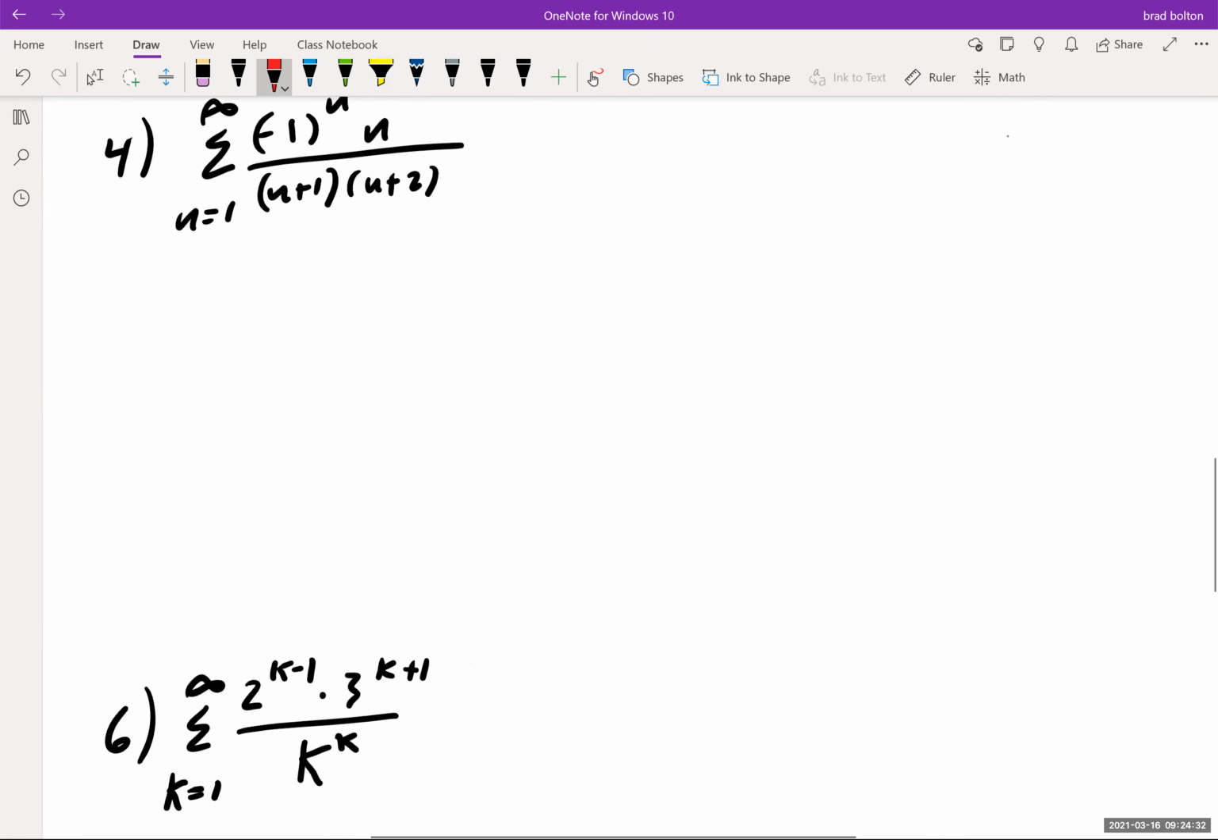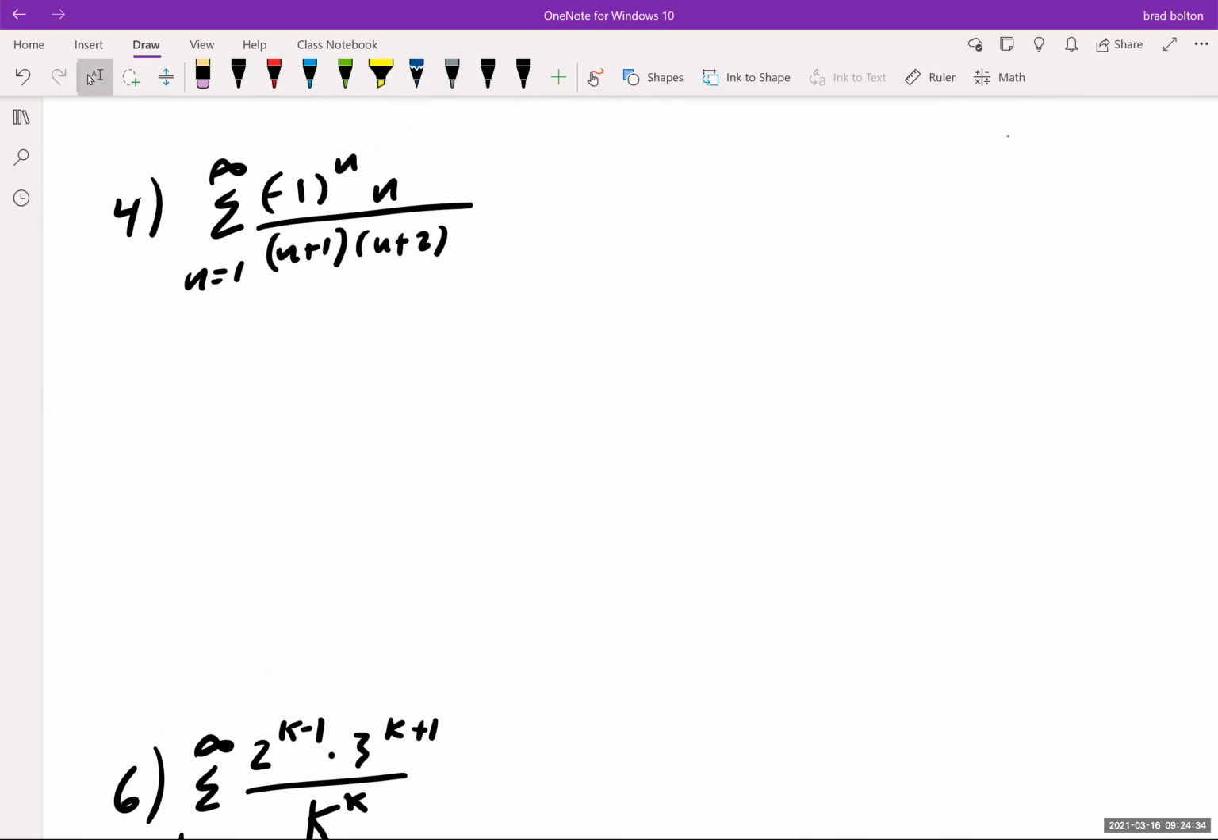Okay, let's go over here to number 4. What does that look like? Number 4 to me looks like an alternating series. Let's see if I have this one in my notes just to make sure. Yeah, I think this is an alternating series. Yep. Okay. So this is the alternating series test.